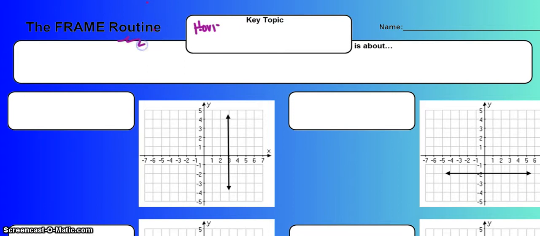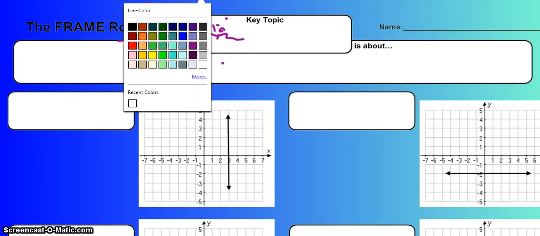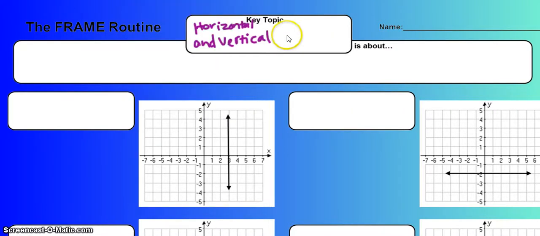Pen. There it goes. Why aren't you working? Alright, sorry about that.